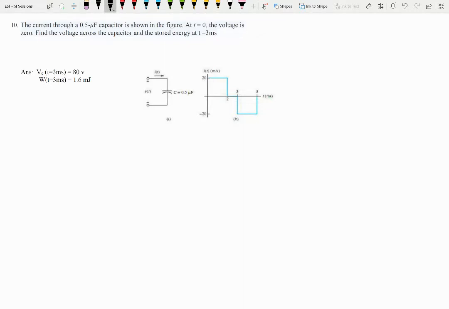All right, let's take a look at question number 10. It gives us the current through the 0.5 capacitor shown. At time 0, the voltage is 0. V of C at 0 is 0 volts. And they want us to find the voltage across the capacitor and the stored energy. So we know time is going to be equal to 3 milliseconds.